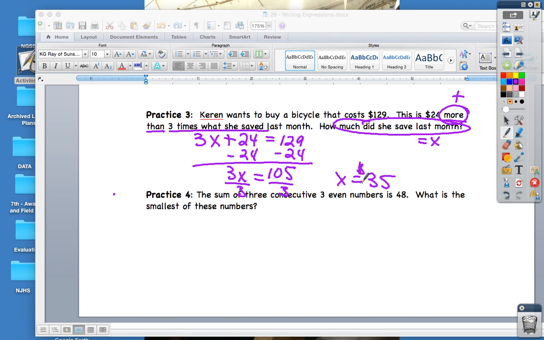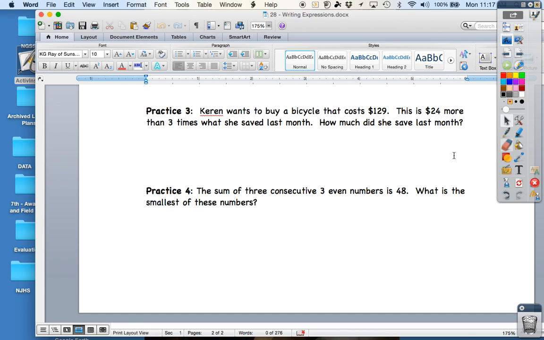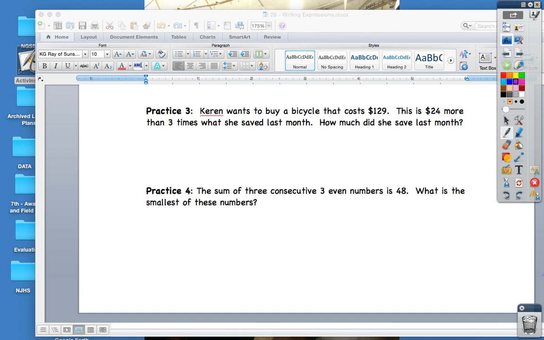Okay, question number 4. Okay, this one's kind of confusing. Do you know what the word consecutive means? Does anybody have an idea what consecutive means? It's kind of like, what, like multiples of 8 or something like that? Not quite. Mac, what do you think? One after the other. One after another. Numbers that are in order.